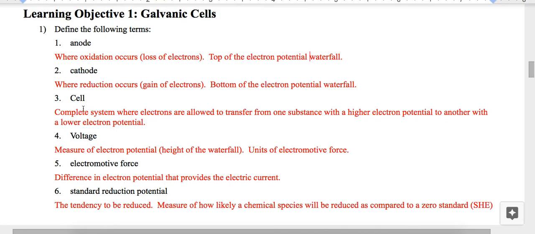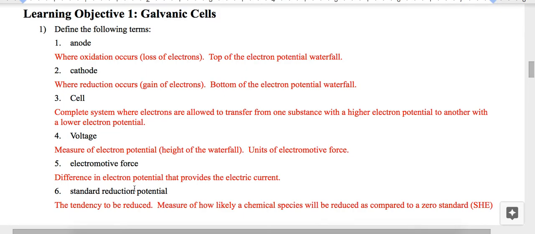The cell is that thing that is allowing these electrons to transfer. So when we put two different things together that have a difference in potential, those electrons can flow from one to the other, and that's going to be called the cell. The voltage is what we use to measure it. Electromotive force is what we use to calculate it. This is also called the cell voltage, cell potential, and several other things.